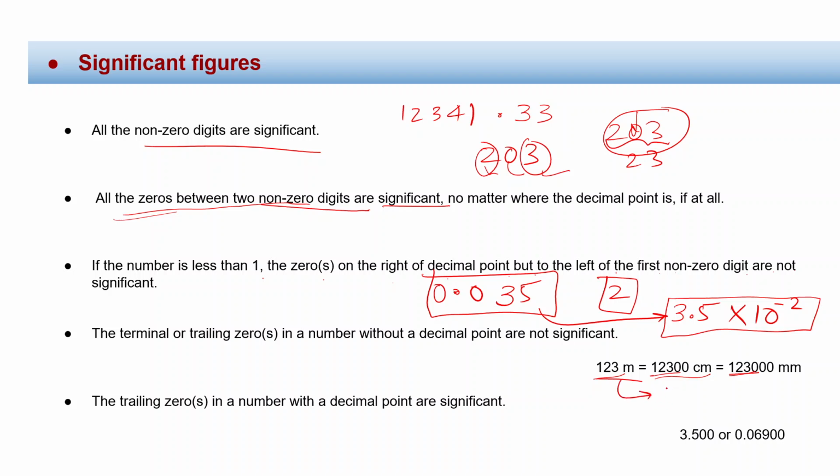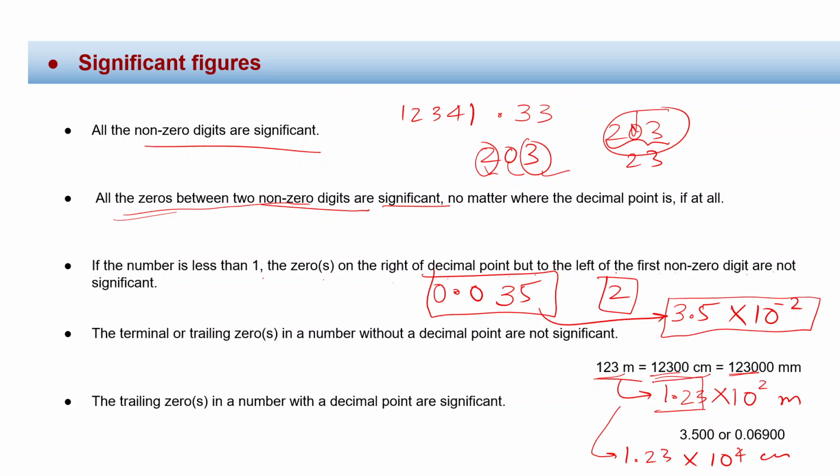Okay, so the same thing if you write it in scientific notation. In scientific notation, we write the decimal after the first digit, right? So I write 1.23, and if I want to write in meters, then it will be 10 to the power 2 meters. If I write it in centimeter, again 1.23 and 10 to the power 4 centimeter. But while counting significant figures, you don't need to think about these powers and exponents.